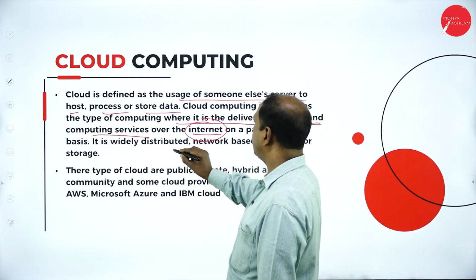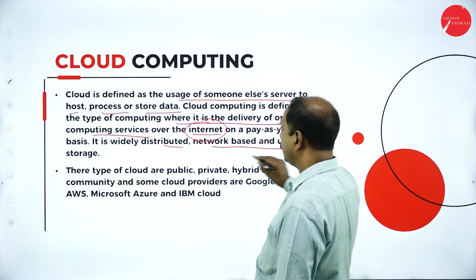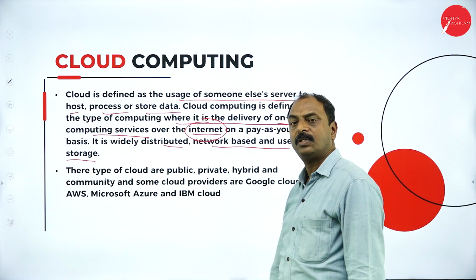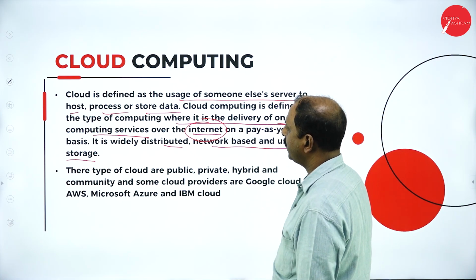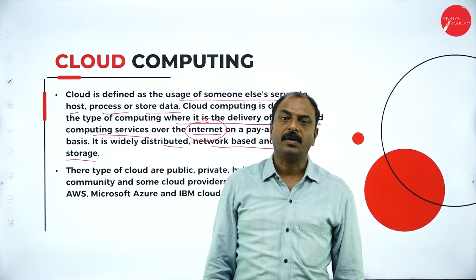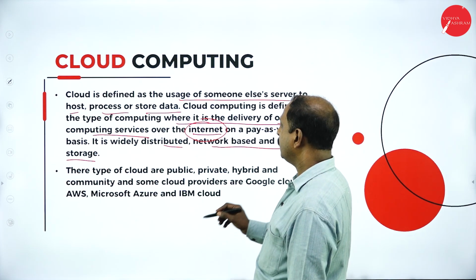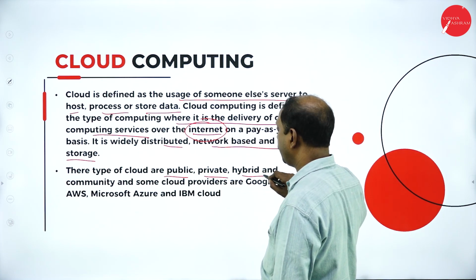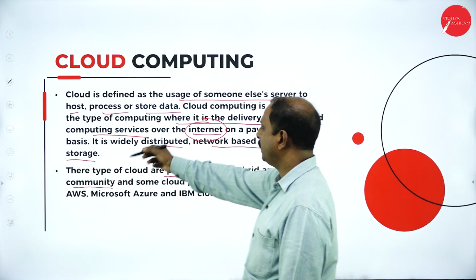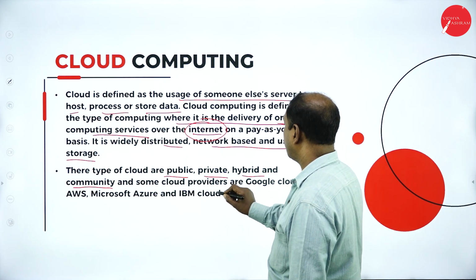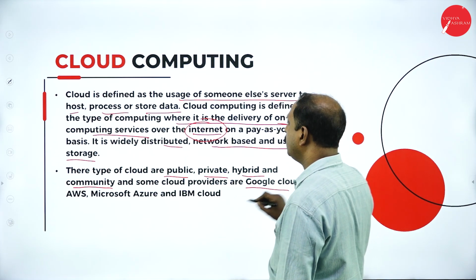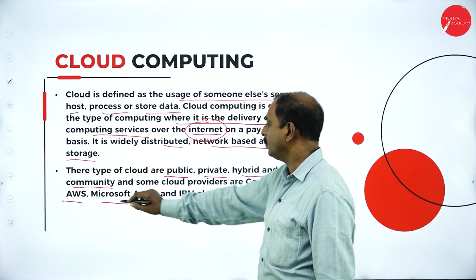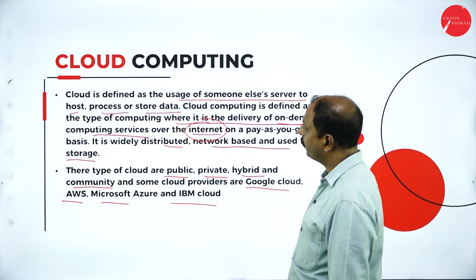Cloud computing is widely distributed, network based, and used for storage. They will have different types of services, for example a network service, a storage service, or different hardware or software services. There are different types of cloud models: public, private, hybrid, and community. These are the different reference models. Some cloud providers are Google Cloud, AWS, Microsoft Azure, and IBM Cloud. These are all different cloud service providers.